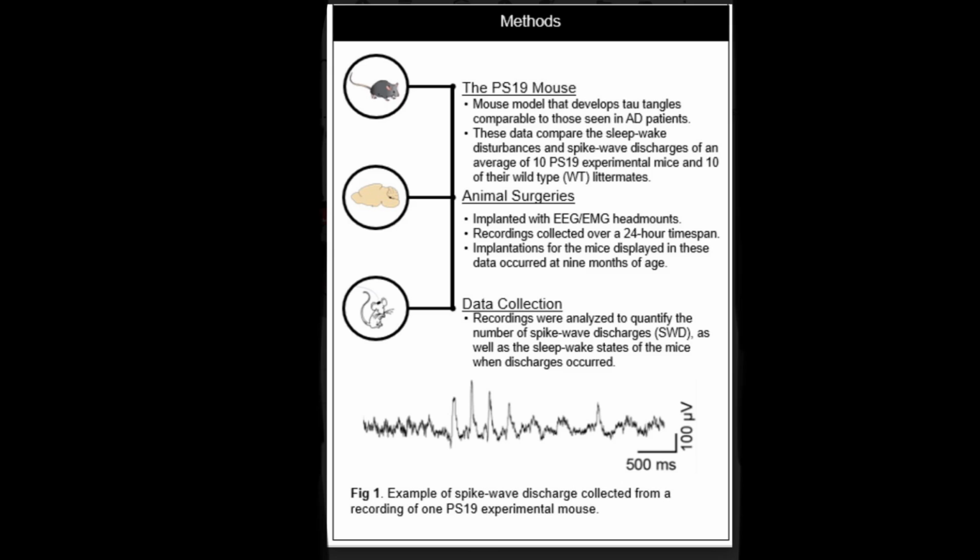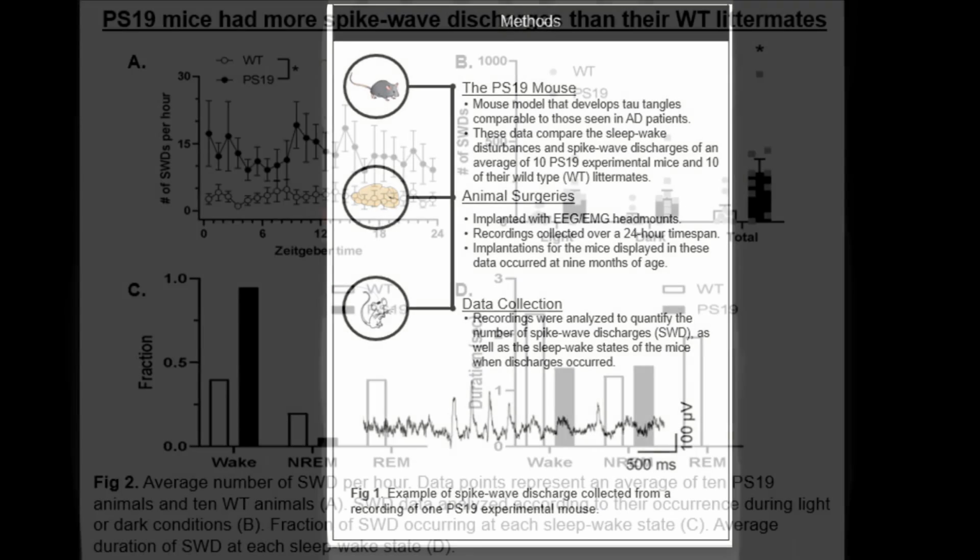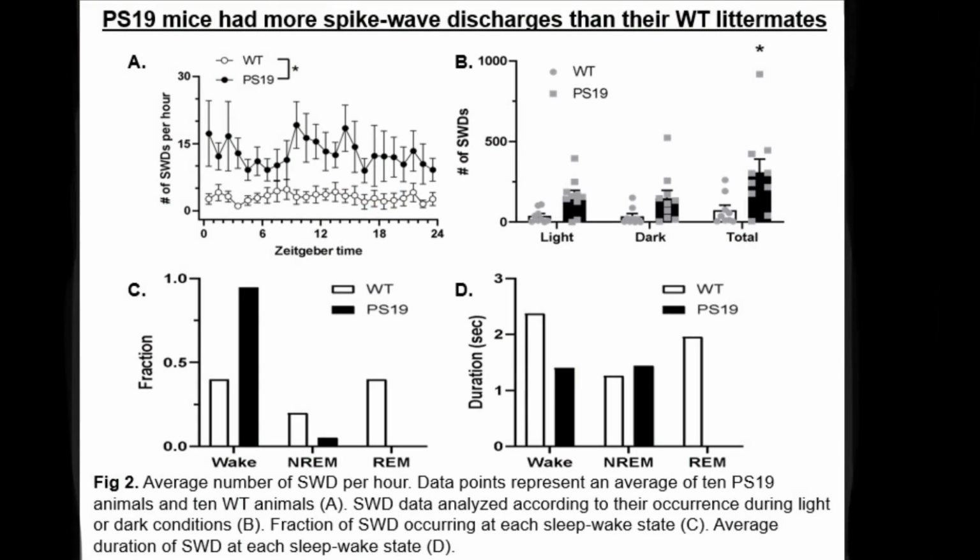These recordings were analyzed to find the number of spike wave discharges, as well as the sleep-wake phase in which the discharges occurred. Figure 1 is an example of a subclinical seizure spike wave discharge in one of the PS19 mice. Looking at Figure 2, it was found that PS19 transgenic mice had more subclinical seizure spike wave discharges than did their wild-type littermates, who do not express the P301S mutation, which promotes tau aggregation.